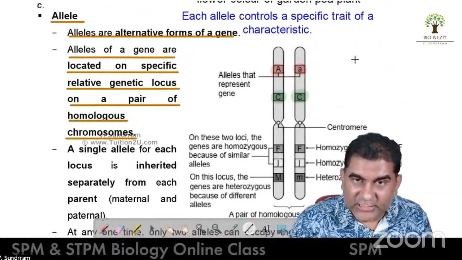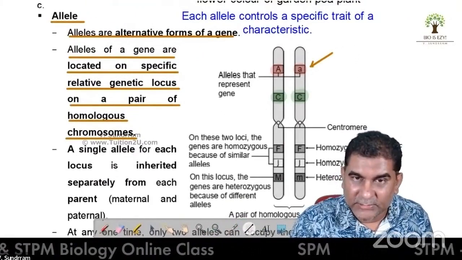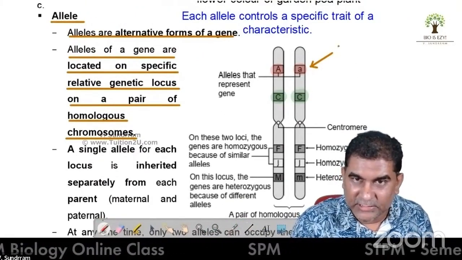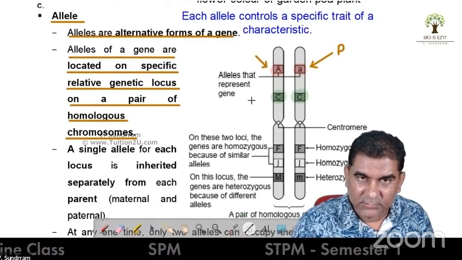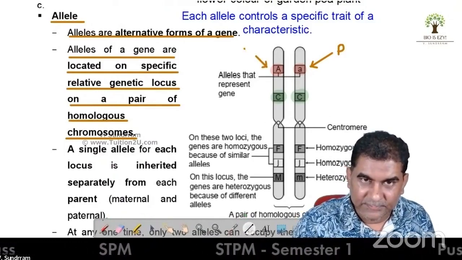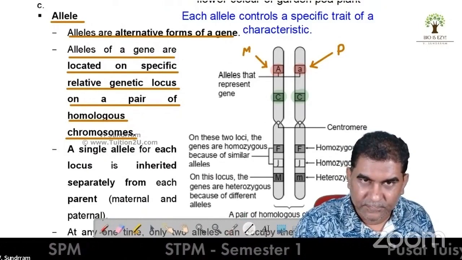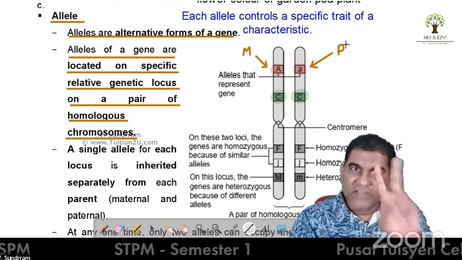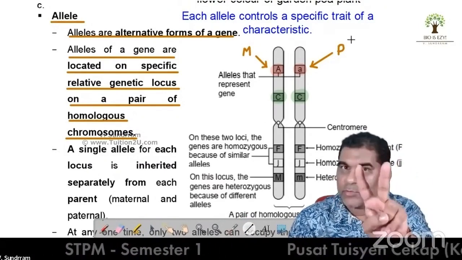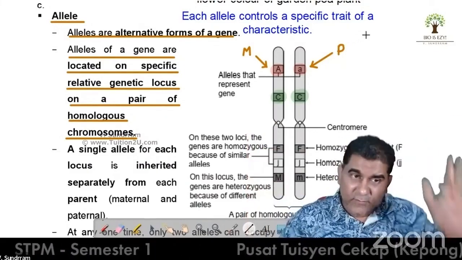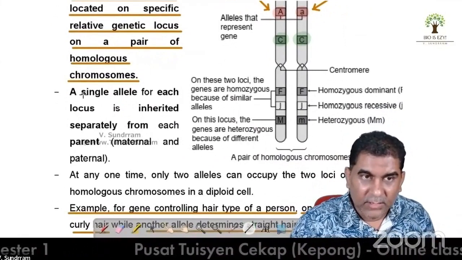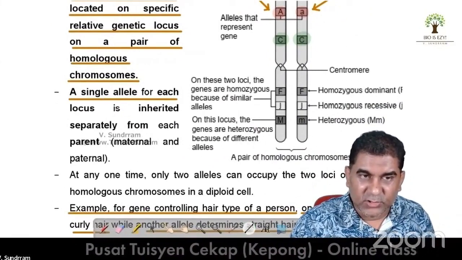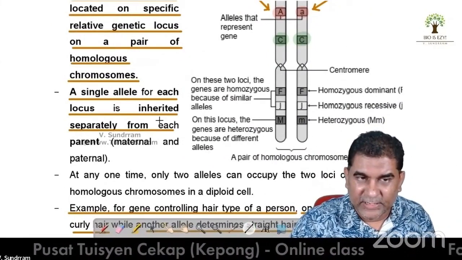You got this from your father. Maybe this is paternal. You got this from your mother. So this is maternal. You always have 2 alleles. For one gene, you have 2 alleles, one from mother, one from father. That is the meaning of this word. A single allele for each locus is inherited separately from each parent.